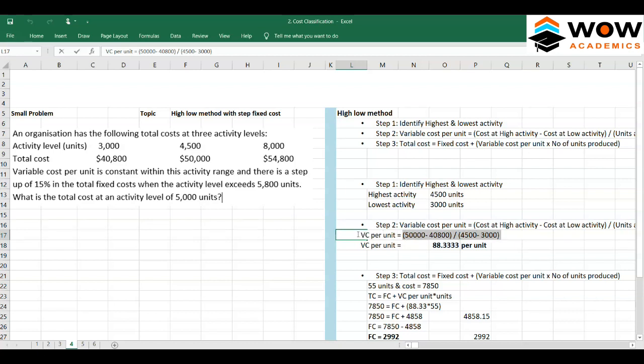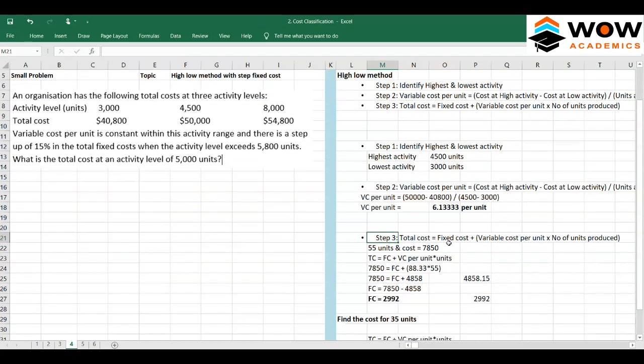So let's get the variable cost per unit. The variable cost per unit is 6.13. Let's get the fixed cost value. You can take any value. Last time we took the high units, this time we will take low units. However you do, you will get the same answer.